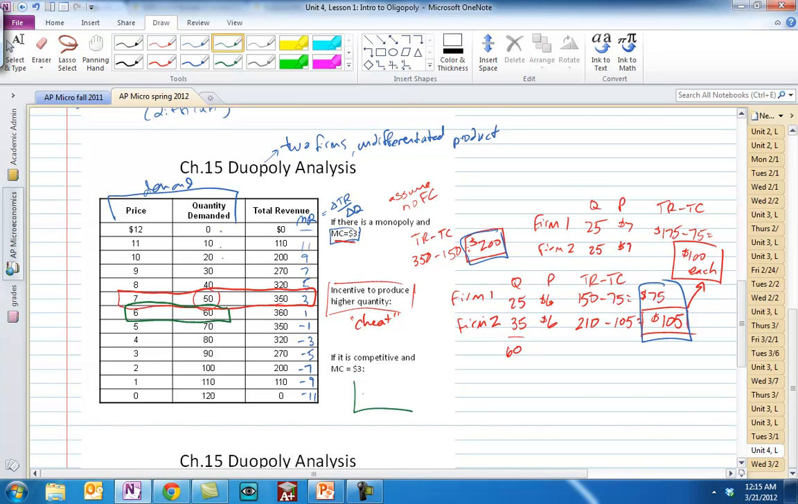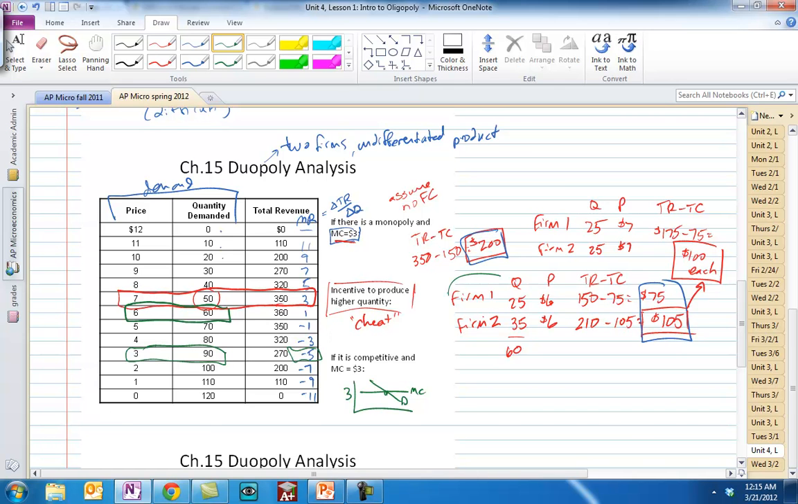Remember, we're looking for where on the demand curve does it cross through $3. And so that's here. If it was competitive, the total output sold would be 90 at a price of 3. But of course, to the firms together, if they're acting as a monopoly, they would never do that. They're getting into negative marginal revenue territory.